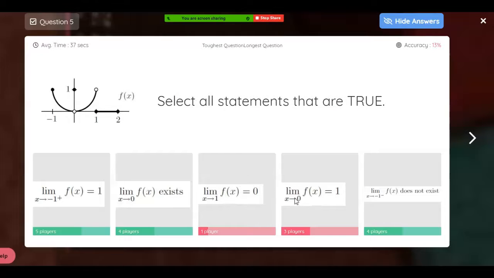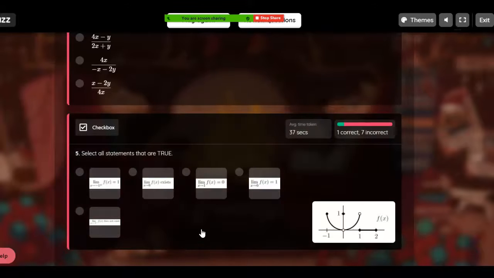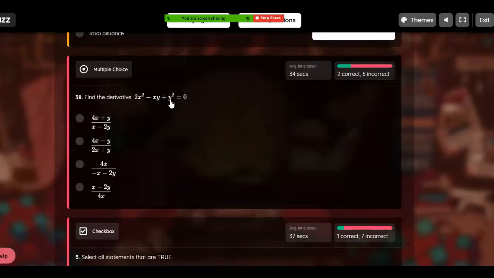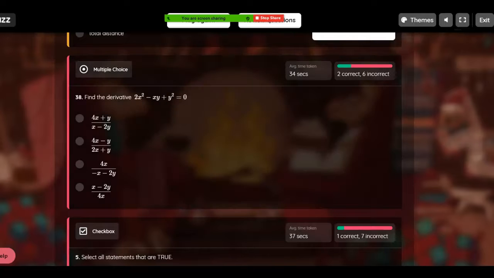And limit as x approaches 0 of f of x equals 1. Here's 0. Limit from the left, limit from the right. The limit as x approaches 0 of f of x is 0, not 1. And then the last one, the limit as x approaches -1 from the left. There's nothing happening from the left, therefore the limit does not exist. Okay, so now we're going to talk about that 2x squared minus xy plus y squared.